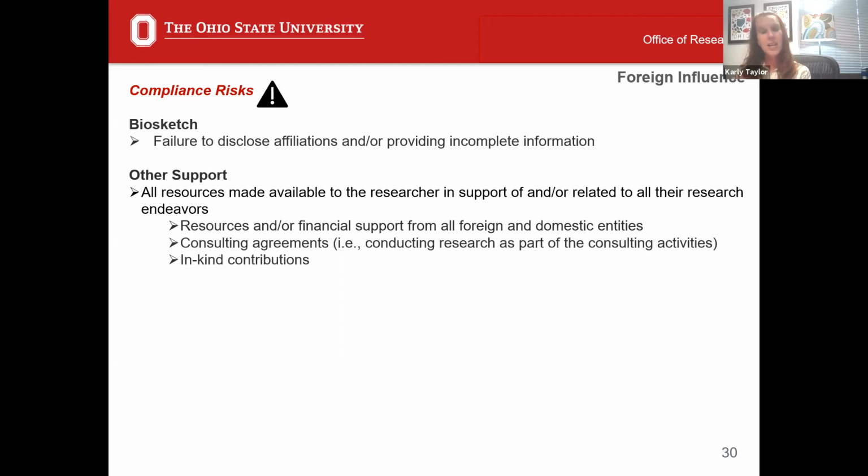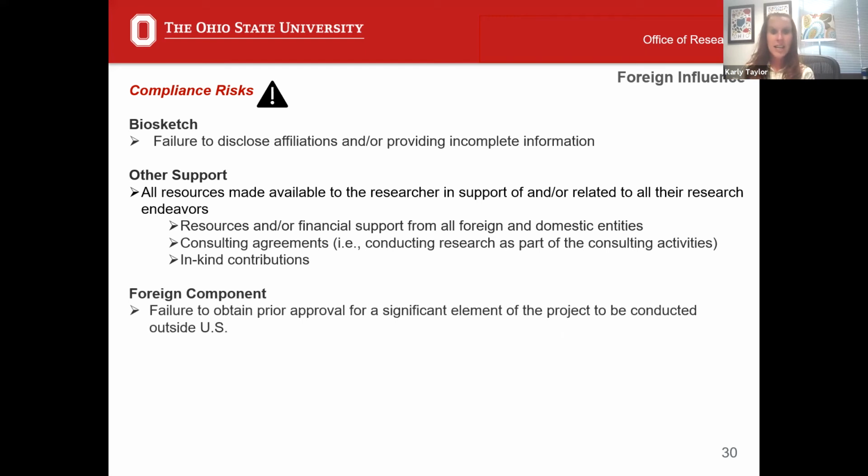Other support. Again, other support is all resources made available to the researcher in support of their related research endeavors. So we're seeing this as an area of concern because our investigators are not accurately reflecting what their other support is. Again, this can be resources or financial support from foreign and domestic entities. Consulting agreements, if you are conducting research as part of your consulting activities, not reporting in-kind contributions. So again, this is a big area that we see federal agencies focusing on. Next.